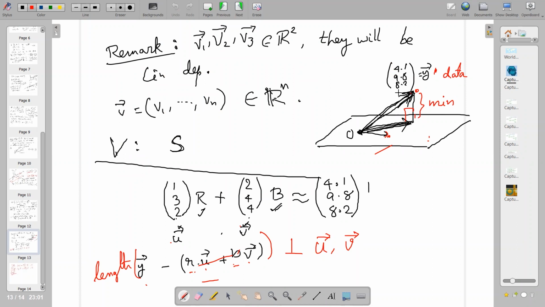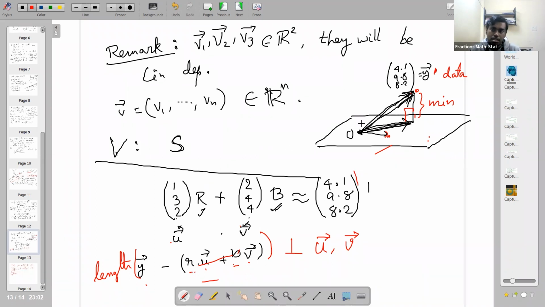Sir, this y vector minus (r u plus b v) signifies the height of the plane? Right, this is the residual. We want to approximate this y using the linear combination here. So this is the error we are committing in this approximation, right? This is the residual vector.